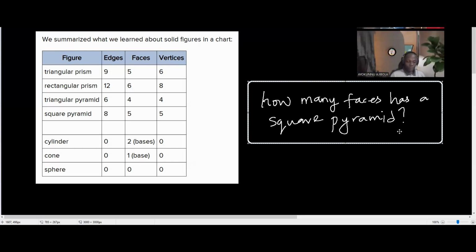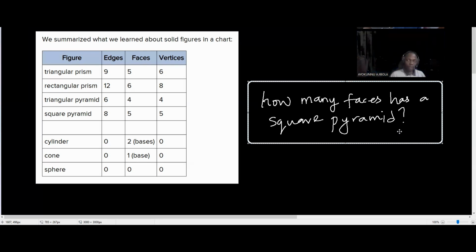Miggy, how many faces has a square pyramid? Miggy, how many faces? Check the table. How many faces has a square pyramid? Look for square pyramid and tell me the number of faces.